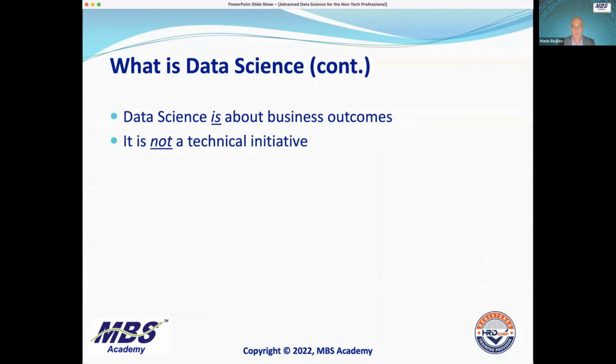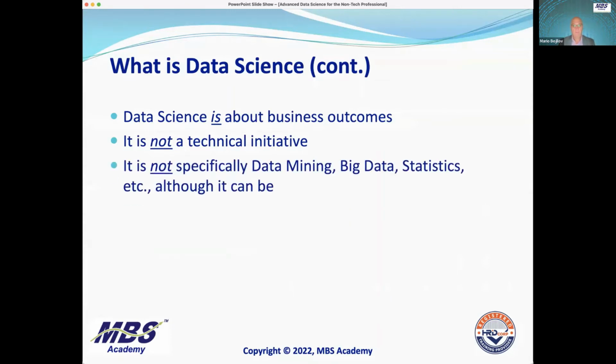It's definitely not. It needs to be driven from the business, and the more business people are involved in it, the better. Now, it is not specifically data mining, big data, statistics, etc., although all of these play a part of it. But data mining is not data science, okay? Nor is big data or statistics for that matter.